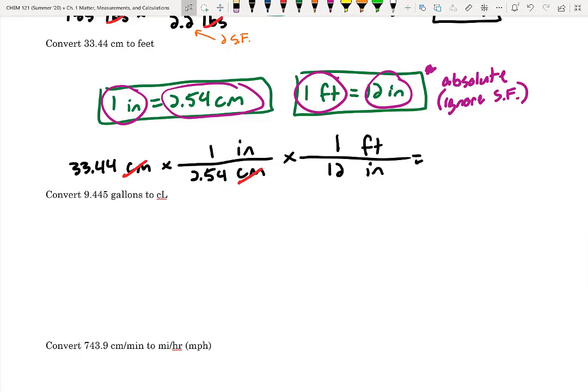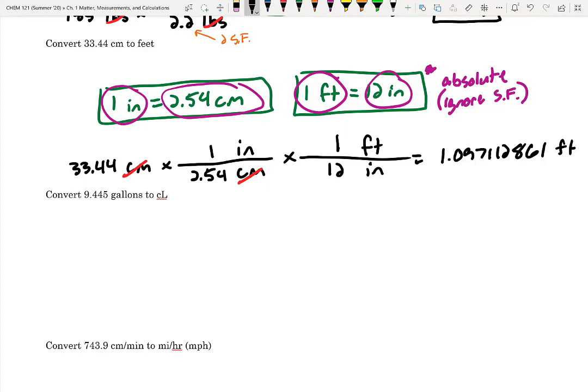Let's put this into our calculator. So I've got 33.44 divided by 2.54. And then I'm going to divide that by 12. And I'm going to get a pretty big number out: 1.0979 1 1 2 8 6 1 feet. Okay, but we're not quite done yet. We haven't done our sig fig stuff.